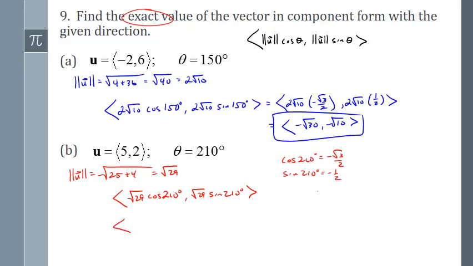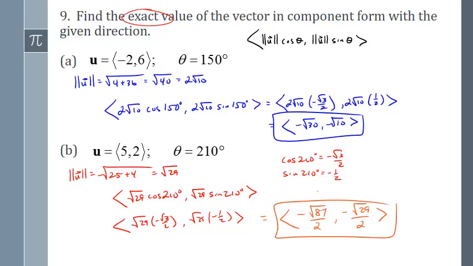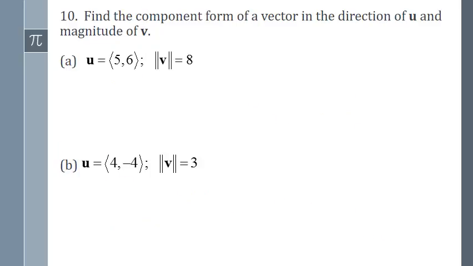So again, if we plug them in, I have rad 29 times negative rad 3 over 2, and rad 29 times negative 1/2. So everything's negative. And that gives me a vector of negative rad 87 over 2 and negative rad 29 over 2. Alright, 10 is very similar to 9.